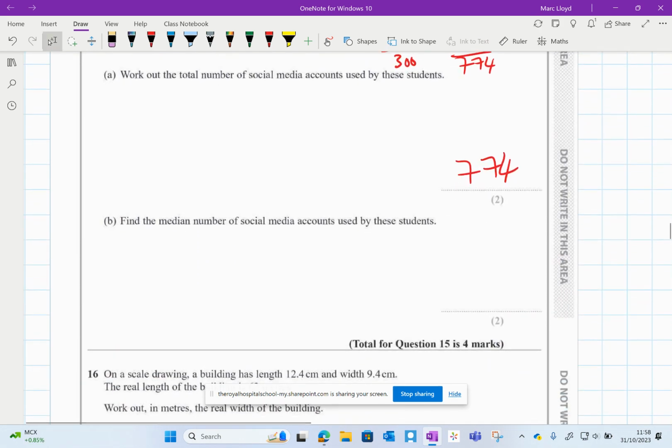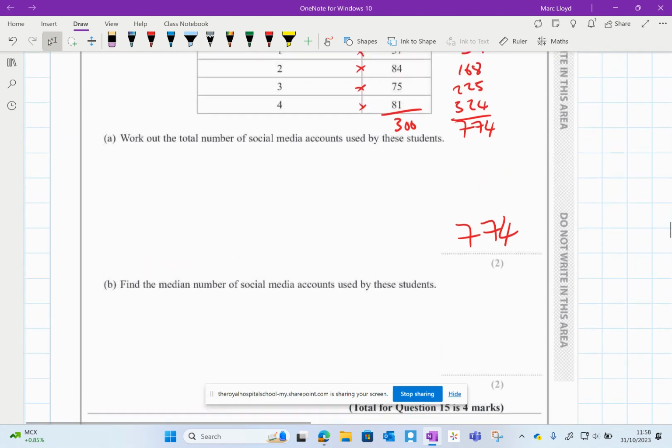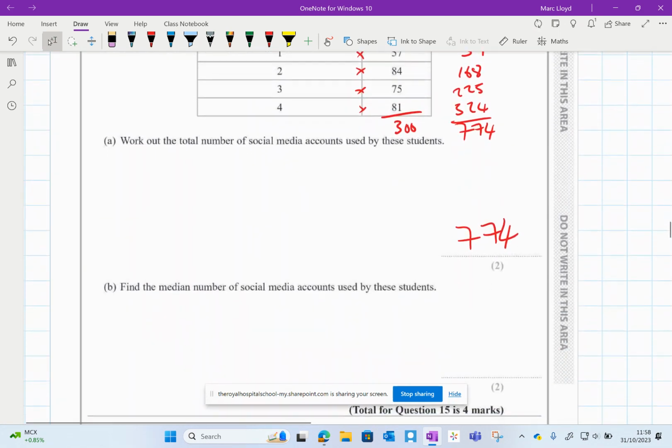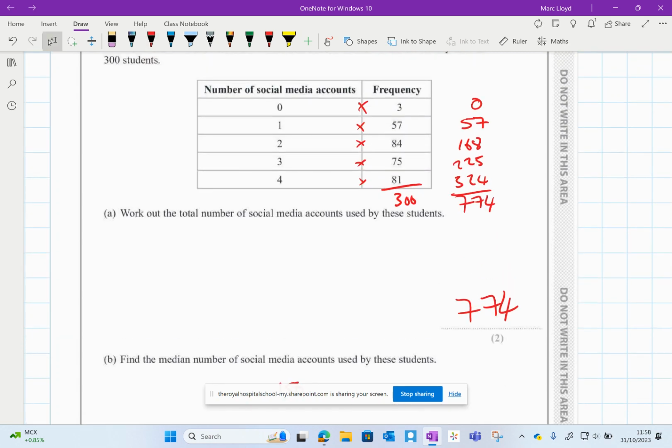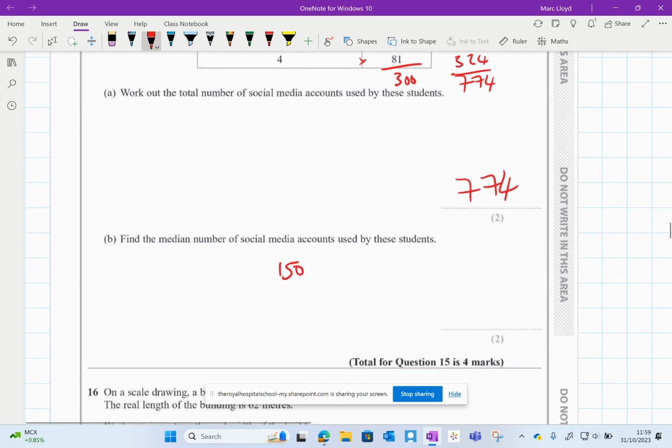Right, find the median number of social media accounts used by these students. Oh my God. Right, roughly it's 150. Okay, I know that they say n plus 1 divided by 2, but in a cumulative frequency graph, we just chop that data in half. So we'll look at 150. Now, this is going to be person 0 to 3. If we're going to be cumulative frequency, that means if I look at 1 or 0, there's 60 people. Add 60 to that, 84. That makes 144.